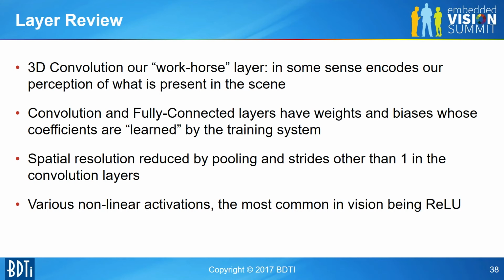Okay, so just to review real quickly the types of layers we have. The convolution layer, that's our workhorse for visual perception. In some sense, it encodes the perception of what's present in the scene. It's important to note that the convolution and fully connected layers have weights and biases whose coefficients are learned, are trained by the training system. Spatial resolution, or increasing of the receptive field, is achieved by either pooling or using a stride that's not 1. And then we have our various nonlinear activations such as ReLU, ELU, and a bunch of others.